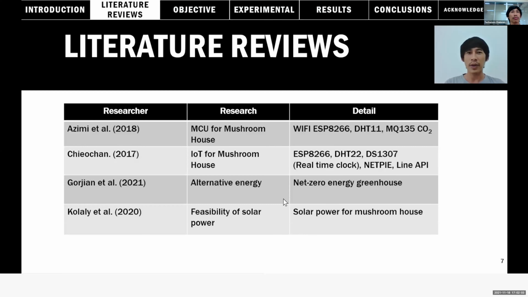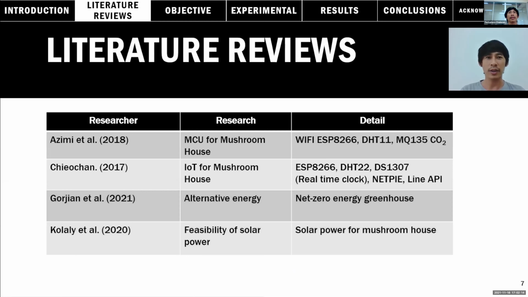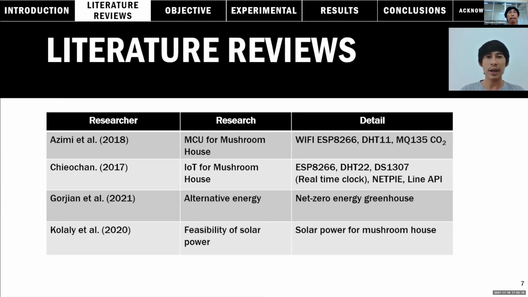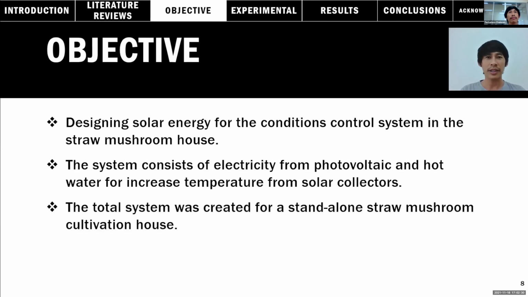Many research interests in the mushroom house, like microcontrollers and IoT, are used for communication and monitoring. Alternative solar energy is used in two greenhouses for net zero energy. This leads directly to the objective. The objective of the research is designing solar energy for the conditions control system in the straw mushroom house that consists of electricity from photovoltaic and hot water for increased temperature from solar collectors. The total system was created for a standalone straw mushroom cultivation house.